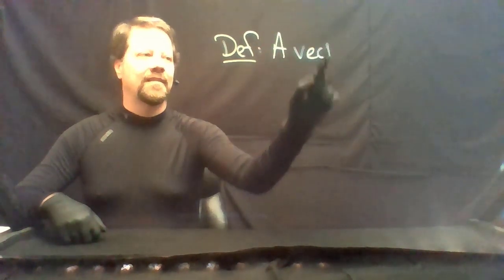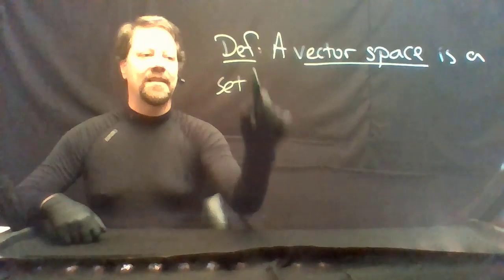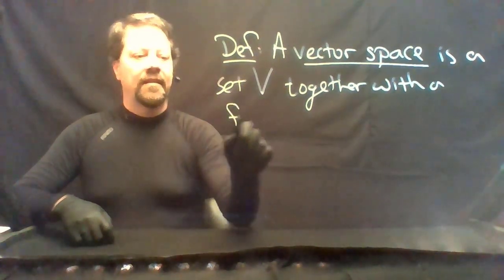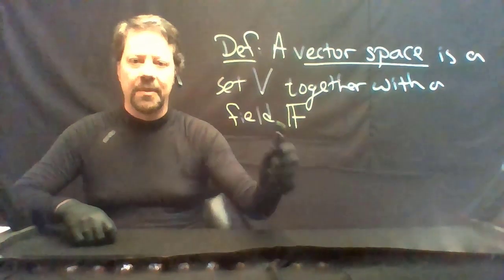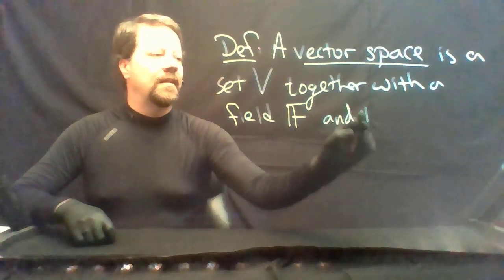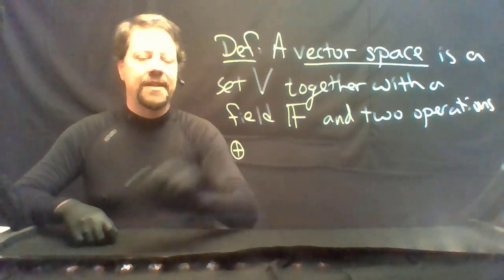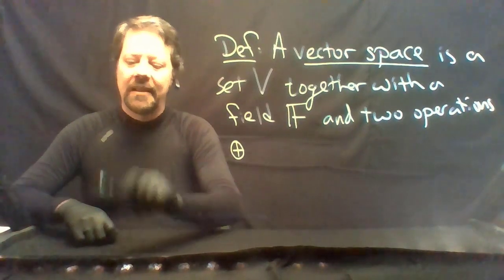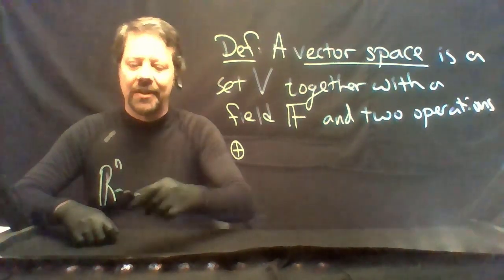In general, a vector space is a set V together with a field, which I'll denote by blackboard bold F. We will use only the real numbers as our field. And two operations. The first one is going to be denoted by circle plus. We're being a little cagey here. This notion of vector space is a generalization of Rn. And circle plus is going to correspond to our notion of vector addition in Rn.